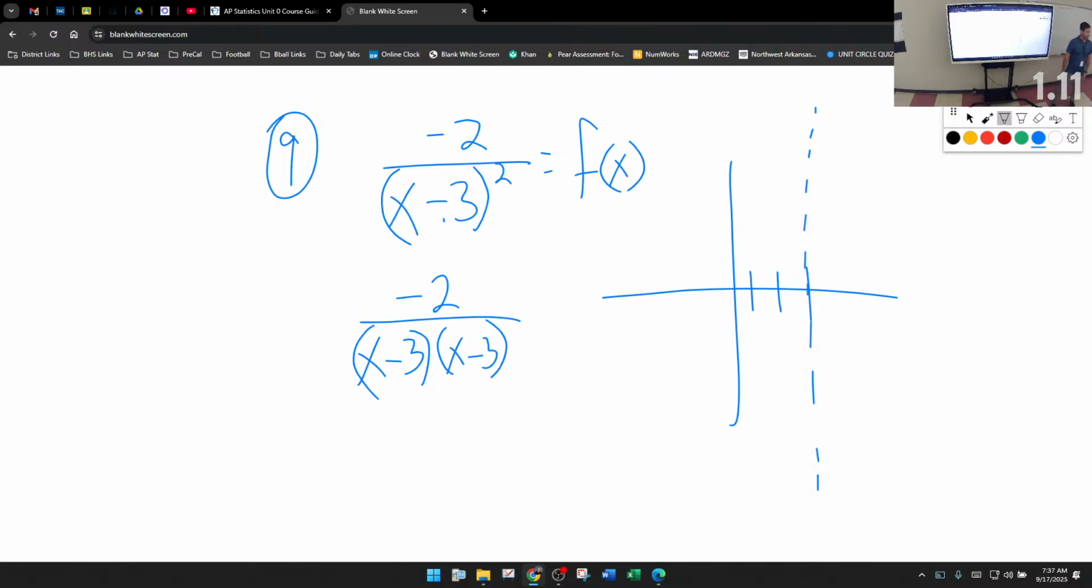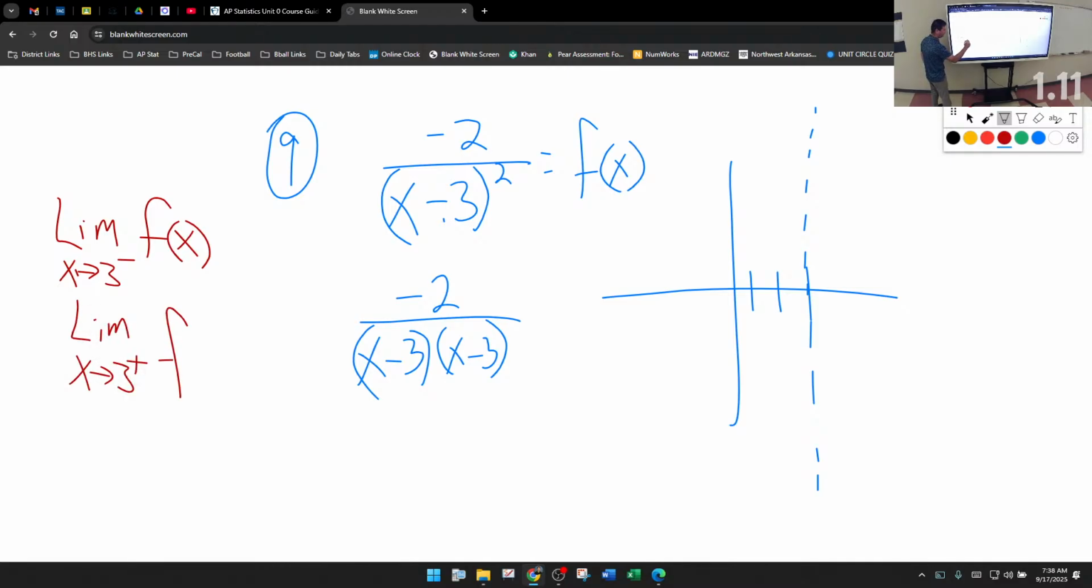Okay, has one at 3. So again, we'll do the same thing as we're approaching 3. So I'll go over here and I want the limit as x approaches 3 from the backside, and the limit as x approaches 3 from the front side. Left side, right side, whatever you want to call it, right?